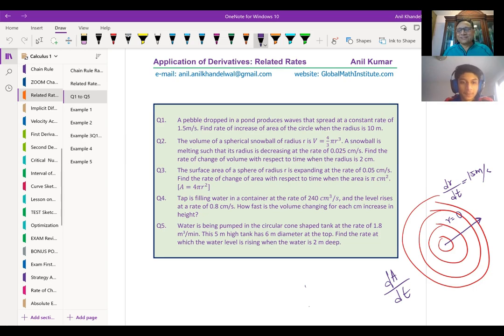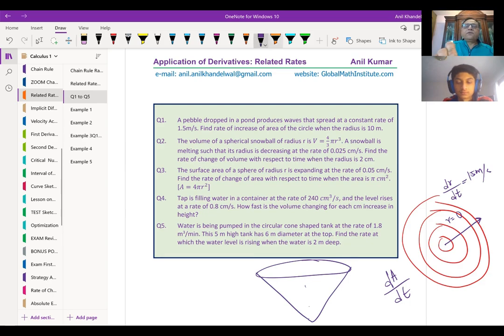Okay. Last question, sir, please. Water is being pumped in the circular cone-shaped tank at the rate of 1.8 meters cubed per minute. This 5-meter high tank has a 6-meter diameter at the top. Find the rate at which the water level is rising when the water is 2 meters deep. Correct. So another very interesting one. We have a circular cone shape, it is like this, right? This is our tank.